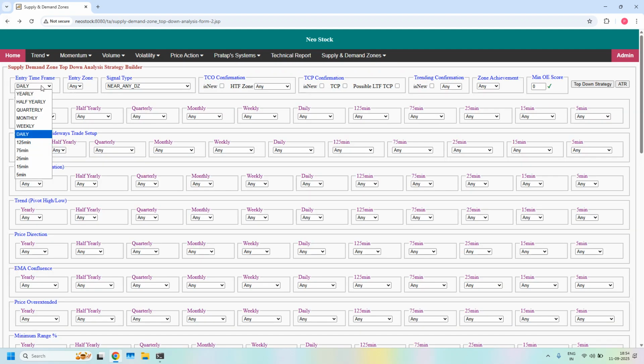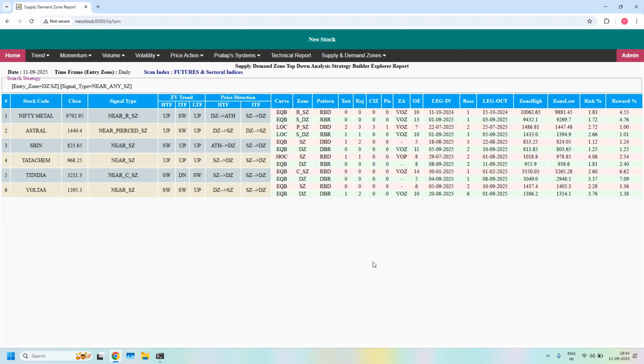Next, daily time frame, stocks near to the daily supply zone. We got 6 stocks. NIFTY metal, high liquidity zone, but it is not listed in F&O. TI India is having a daily high liquidity supply zone. So this is a daily time frame.